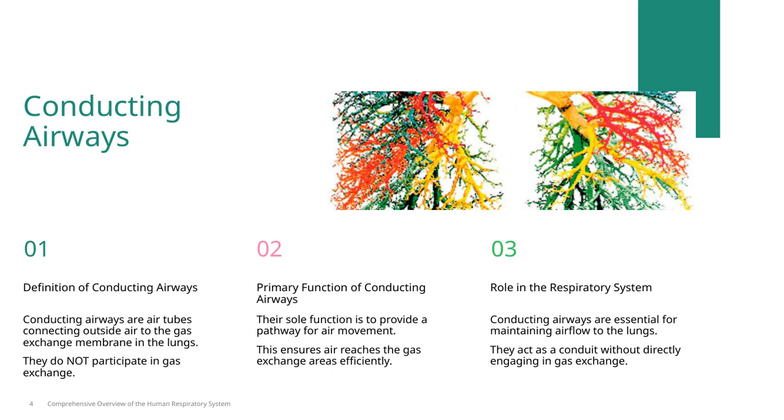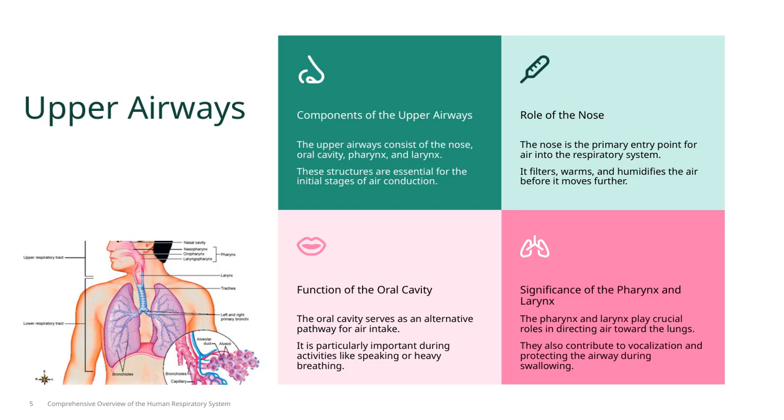In terms of their role within the respiratory system, conducting airways are fundamental for maintaining a smooth airflow. They act as a conduit, a passageway that ensures air gets to the lungs without directly engaging in the exchange of oxygen and carbon dioxide. This separation helps optimize the entire breathing process, making sure oxygen reaches our blood efficiently and carbon dioxide is expelled effectively.